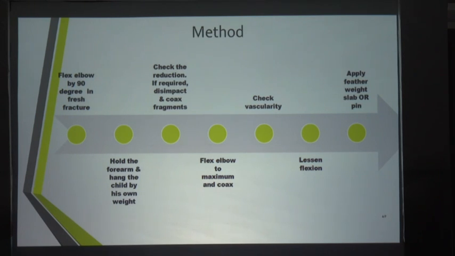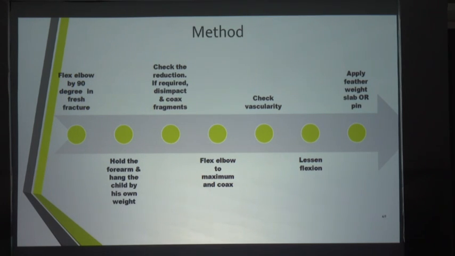Then my method: flex the elbow by 90 degrees in a fresh fracture. Hold the forearm, hang the child by own weight. Check the reduction if required. How do I check reduction? Just palpate both the epicondyles and the supracondylar ridge, they are in line. Number two, see whether the tip of the olecranon is in the center, AP and lateral both. It should be in the center of the arm. And third thing, you can check the pulse. And most important thing, if full flexion is achievable, you have reduced it perfectly.